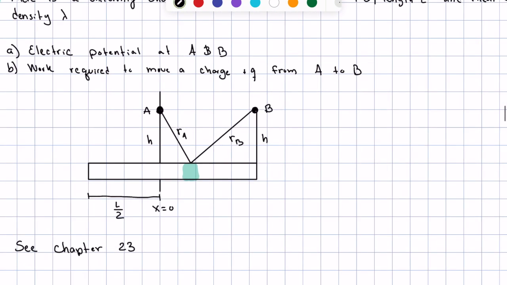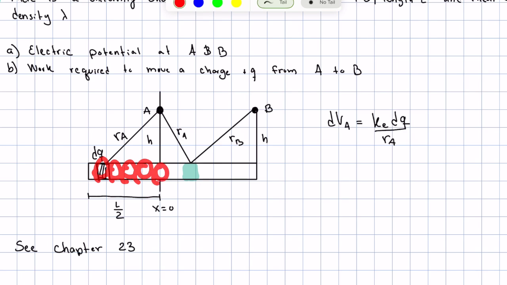And so what we're going to do is figure out, well, what is the potential at point A due to a little chunk of charge dq here. So this is dq. I know my equation is going to be dVA is equal to k_e dq over RA, where RA is just the distance from A to my little chunk of charge. So what I'm going to do now is figure out how to integrate it such that I add up all of these little charges and all of their contributions at point A.